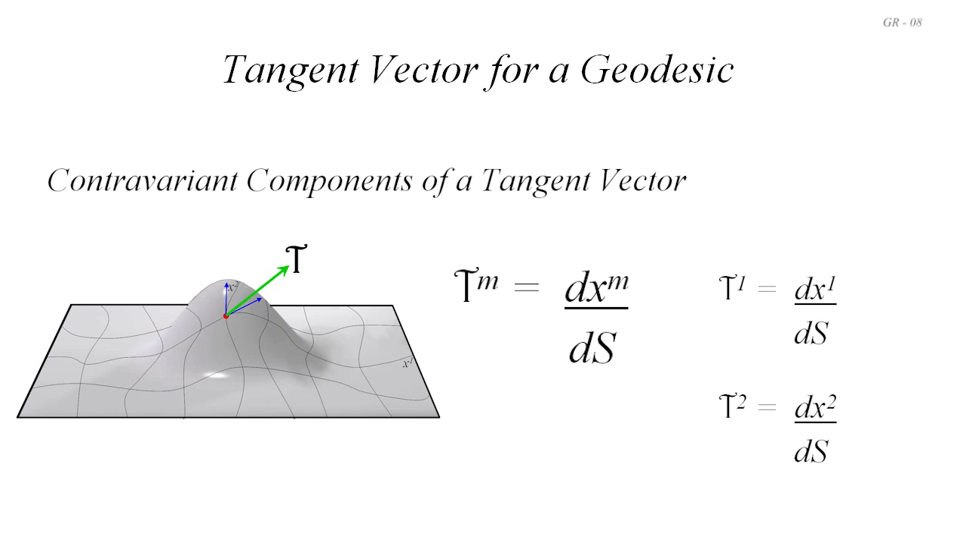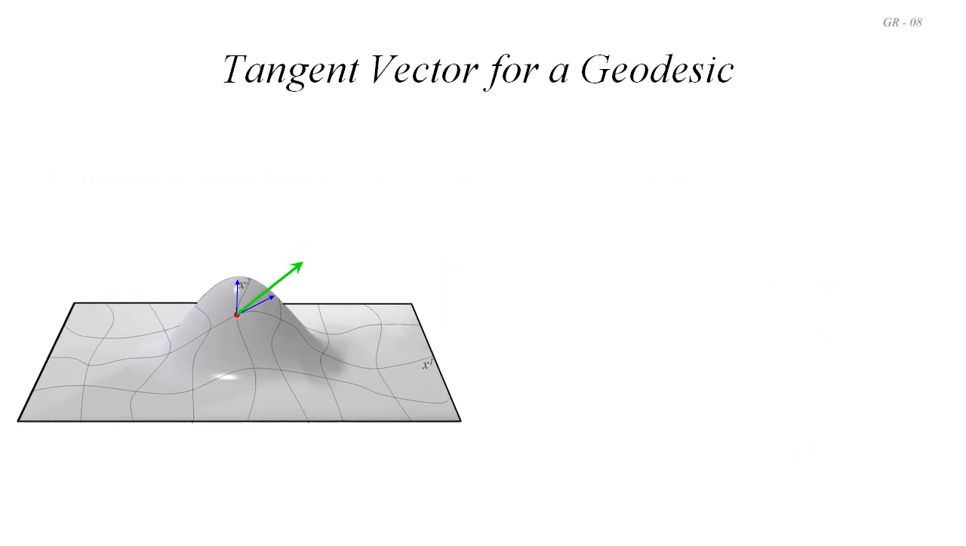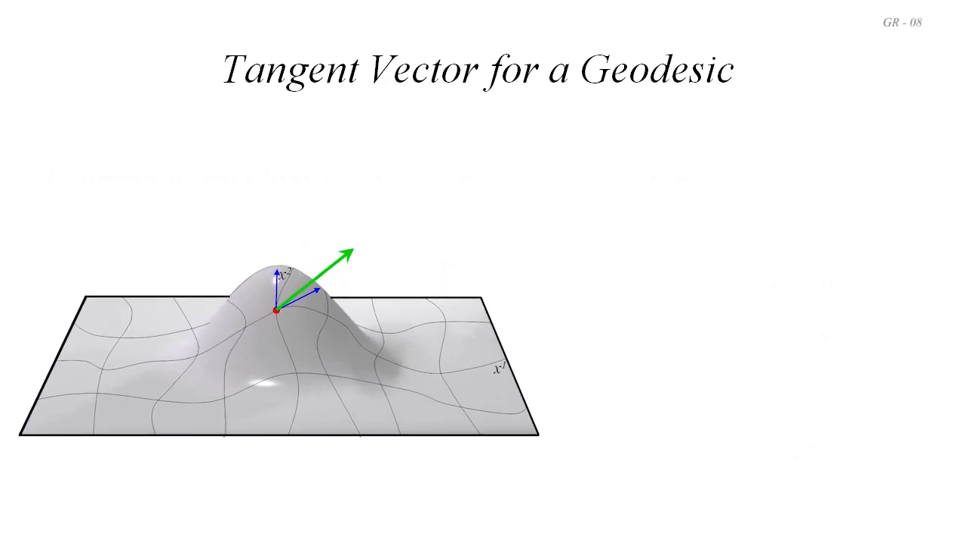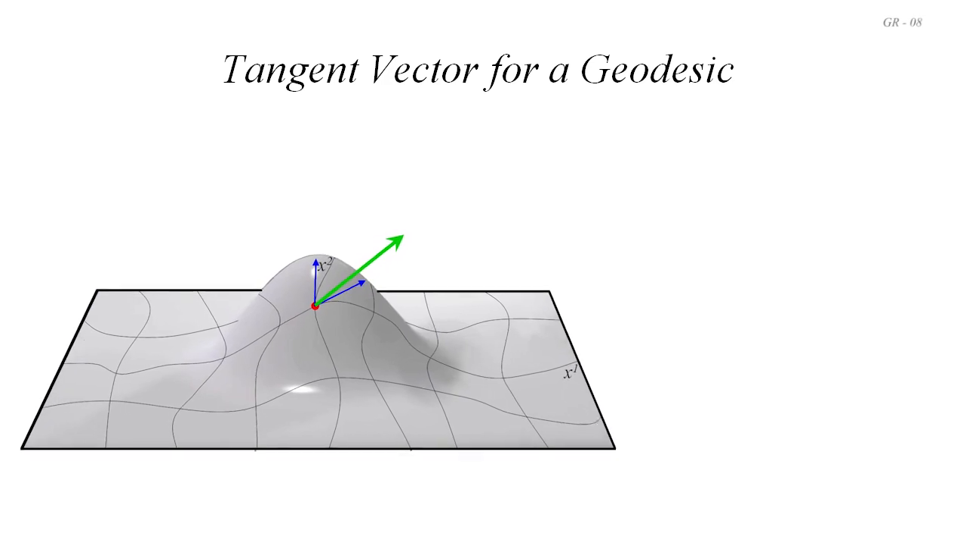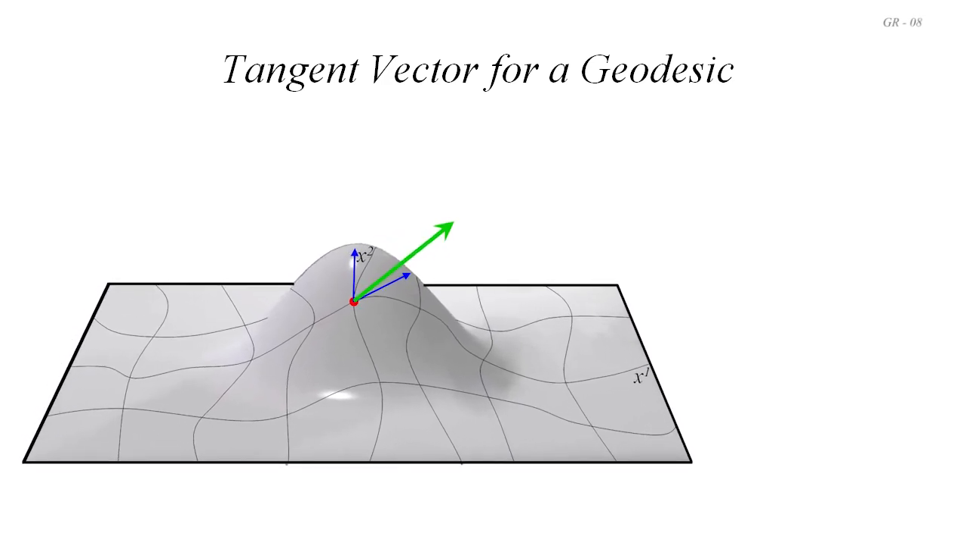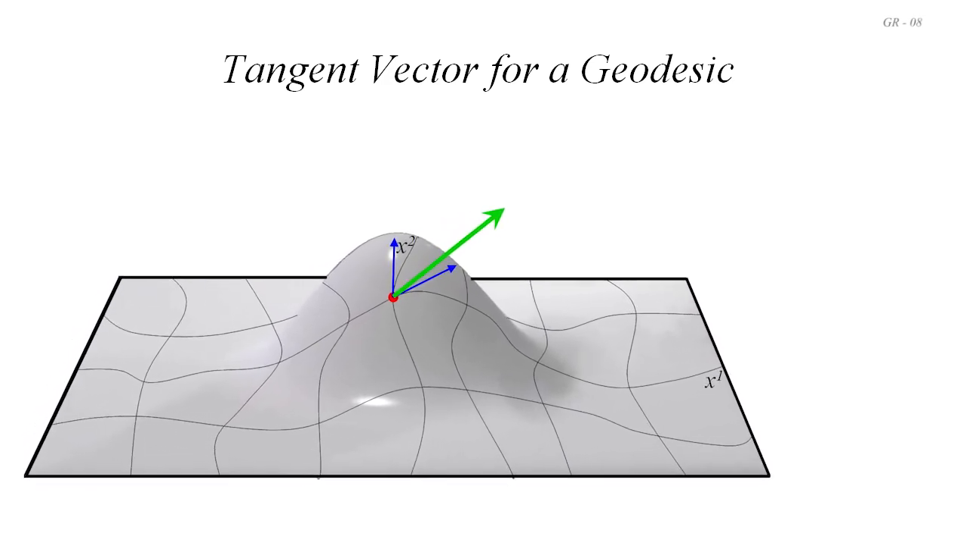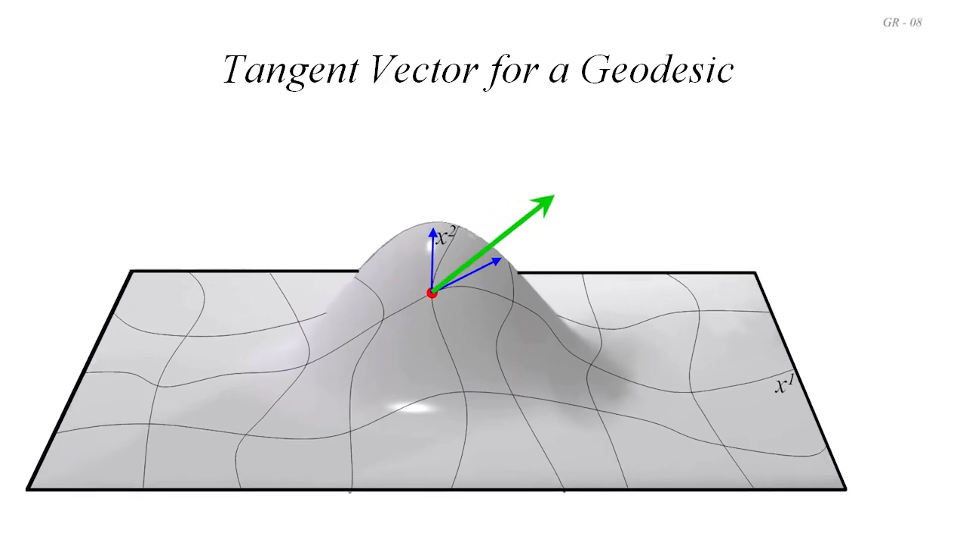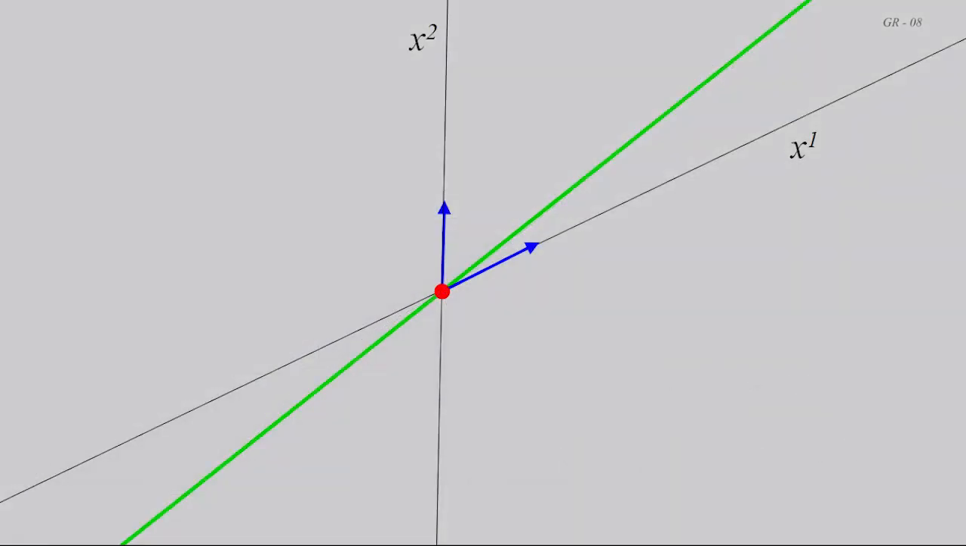To get an idea as to how this expression for the contravariant components of the tangent vector comes about, and to illustrate what's going on, we can home in on the point on the surface, the red dot, and consider infinitesimally small distances such that the coordinate lines of x1 and x2 become virtually straight, as does the green line of the trajectory passing through the point. We can now take away the blue arrows.